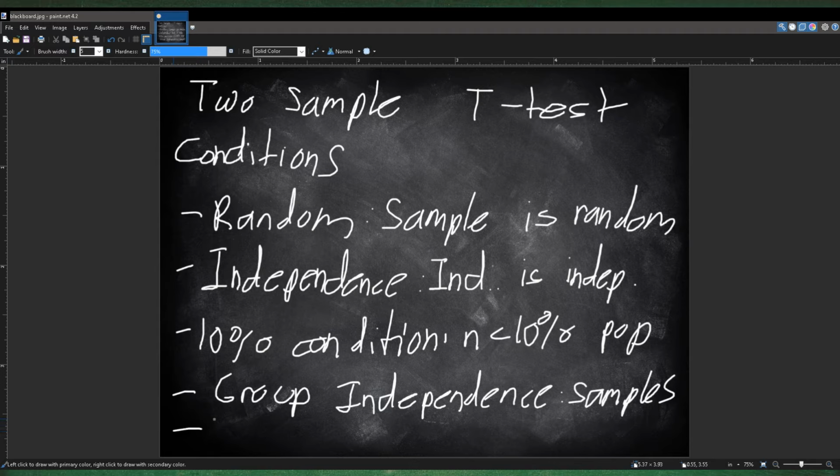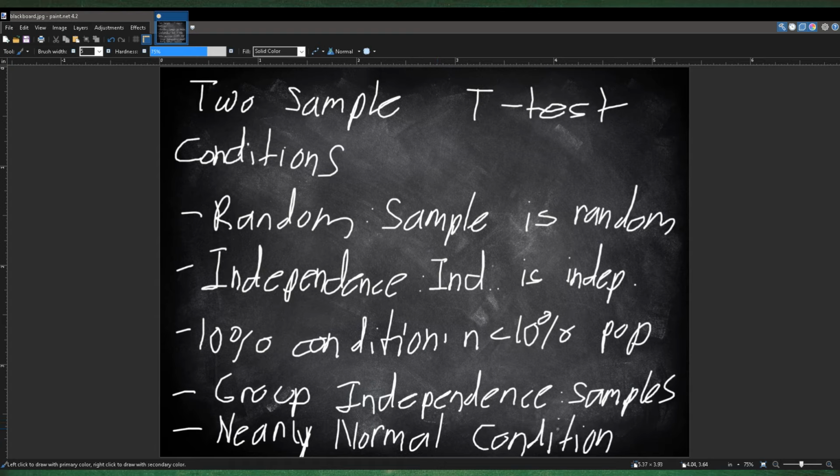And then you always have to do the nearly normal condition, like the one sample t-test. The nearly normal condition basically states that your histogram is unimodal, so it only has one peak, and it has to be symmetric.